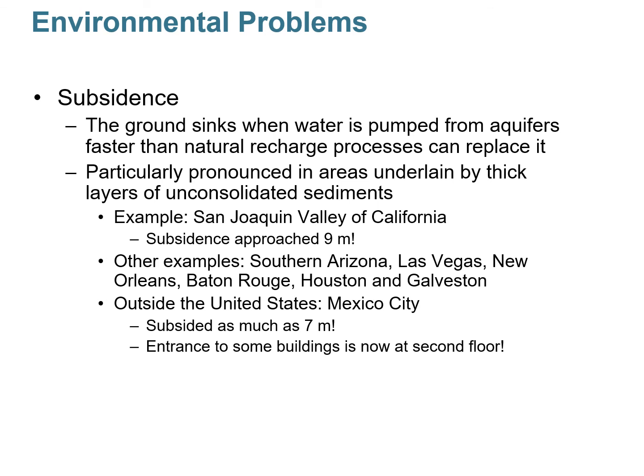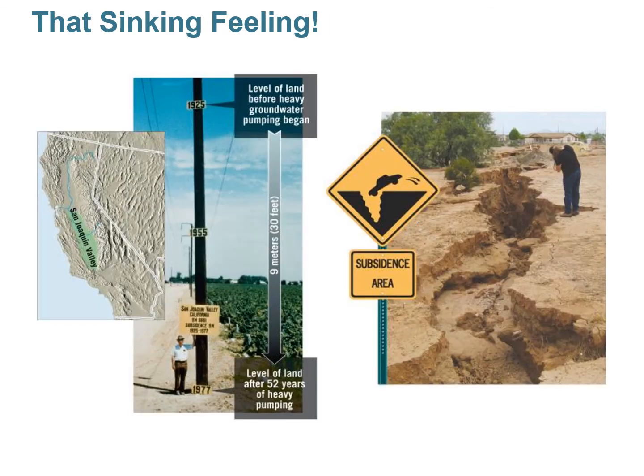Other areas in the U.S. that are experiencing subsidence: Arizona, Las Vegas, New Orleans, Galveston, Houston. Mexico City was built on a lake bed, and some of the earliest buildings that were constructed have experienced as much as 7 meters of subsidence, and the entrance to some of those old buildings is now at the 2nd floor, and they have a basement built in already, which is the 1st floor.